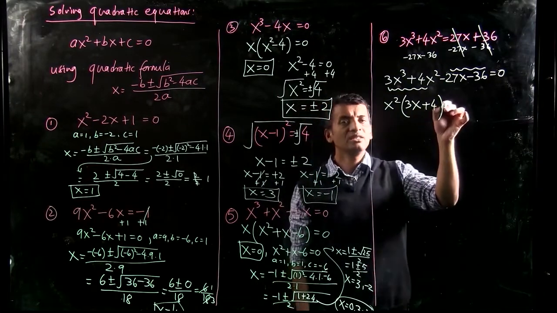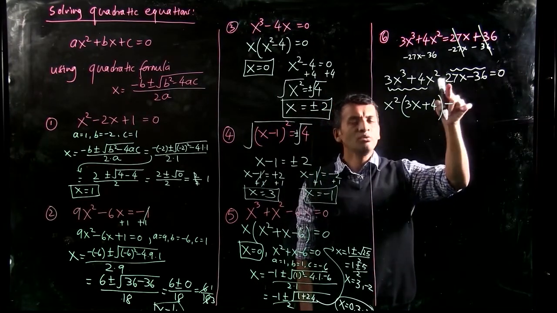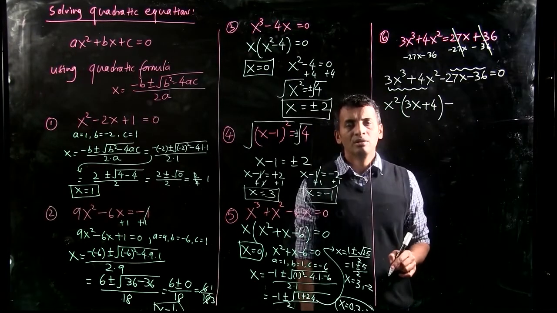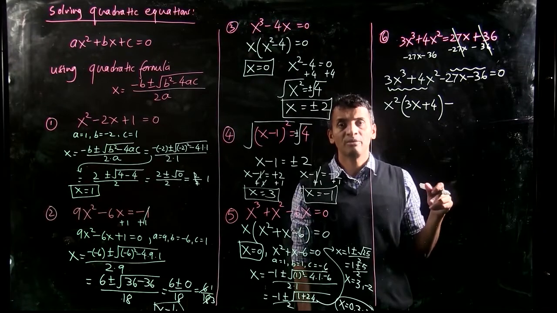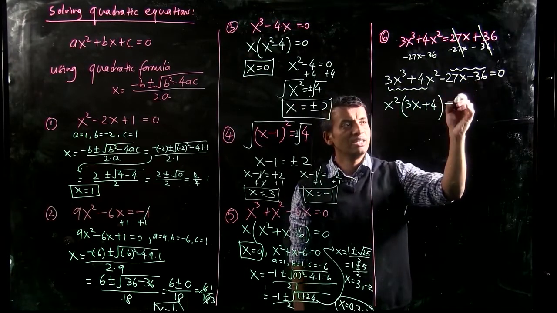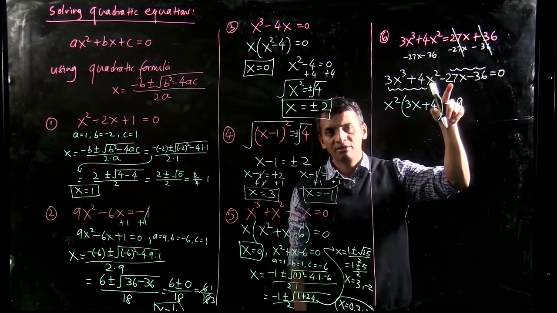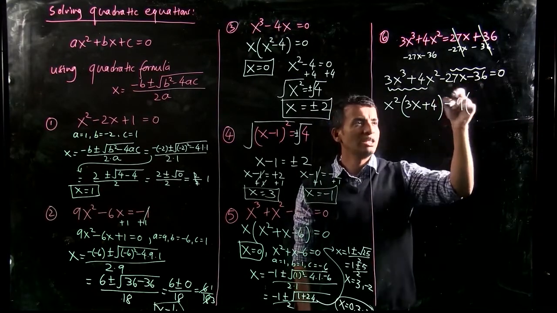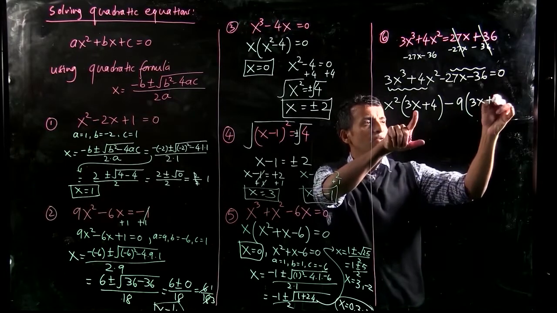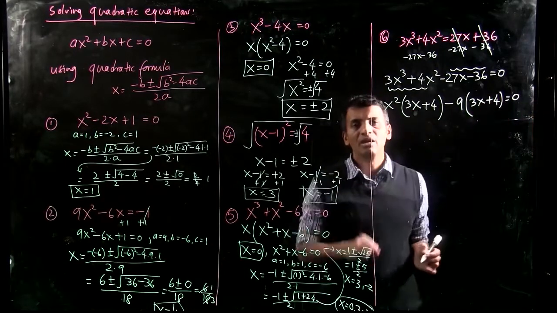Okay, and then minus, what is common between these 2? 3 is common, that's right. How about the other number? You should pick the biggest common factor. Okay, so that is 9. Yes, because 27 is divisible by 9, 36 is divisible by 9. So if you factor out 9, what is left is 3x plus 4. Exactly the same thing will be there.